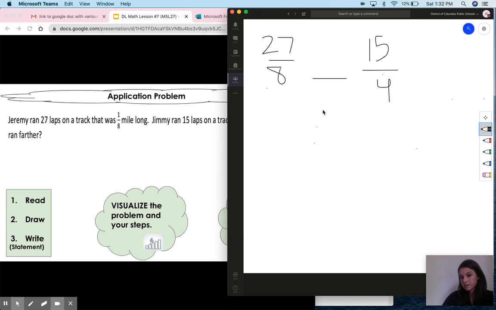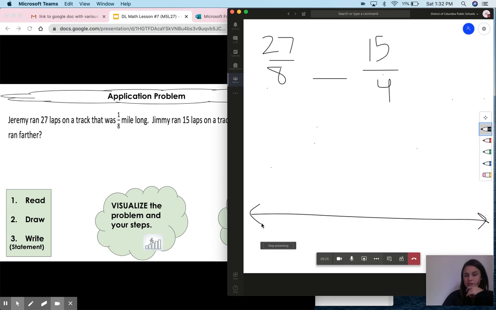Now you've got to figure out, all right, well, how can I figure out which one ran farther? This is a comparison problem like last lesson. Which one of those is bigger? Well, last time we did this on a number line. What we did, though, was we said, okay, it might be easier for us to think about it as mixed numbers first. So first, let's change these into mixed number versions.